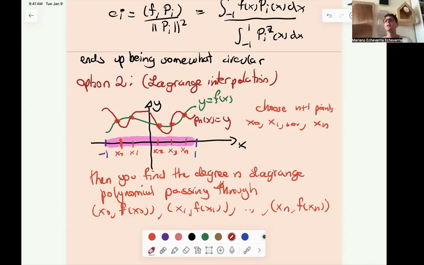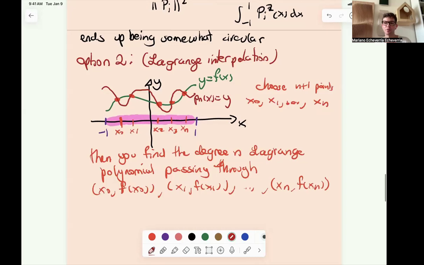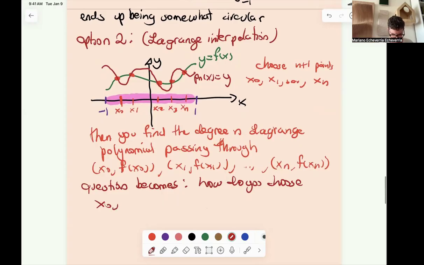Now the thing is, it all boils down to how do you choose the values for the x's. So if you are going to use this approach, the problem becomes how you should choose x0, x1 up to xn. So the question becomes, how do you choose x0, x1, x2 up to xn?